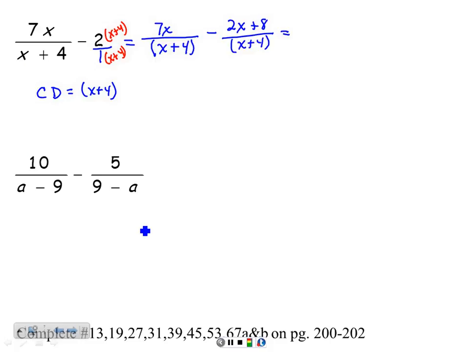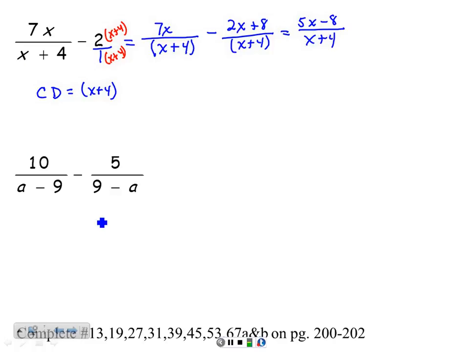Now that we have a common denominator, I need to combine the numerators. So 7x minus 2x is going to be 5x. And then this minus sign, remember, goes to both of these. So it's going to be a negative 8 over x plus 4. Nothing will factor, nothing will reduce. That is your answer.